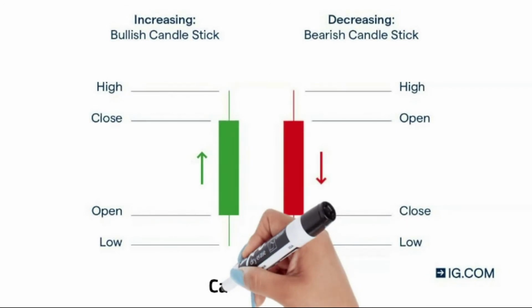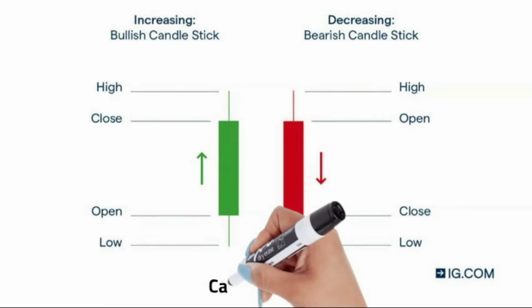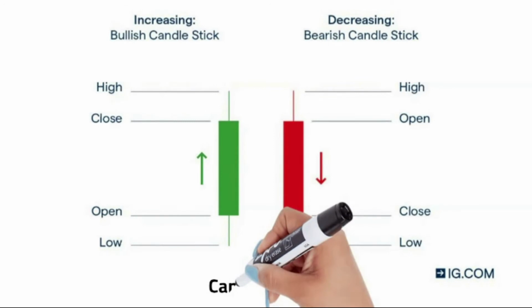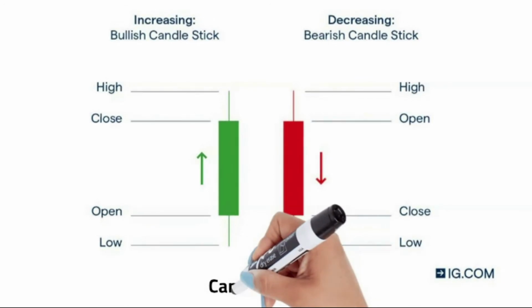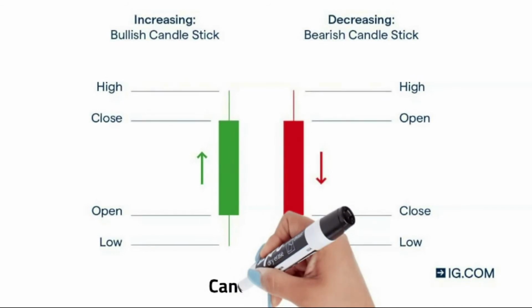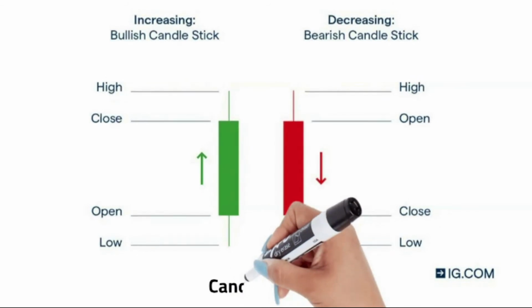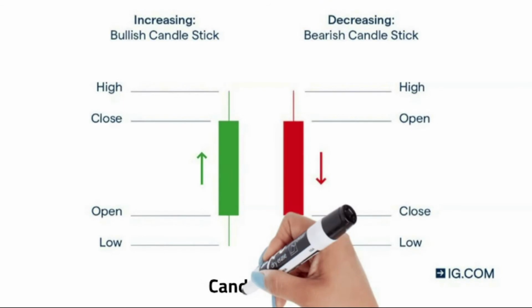Just in case you did not catch that the first time, I will explain it one more time. We simply substituted green instead of white, and red instead of black. This means that if the price closed higher than it opened, the candlestick would be green. If the price closed lower than it opened, the candlestick would be red.